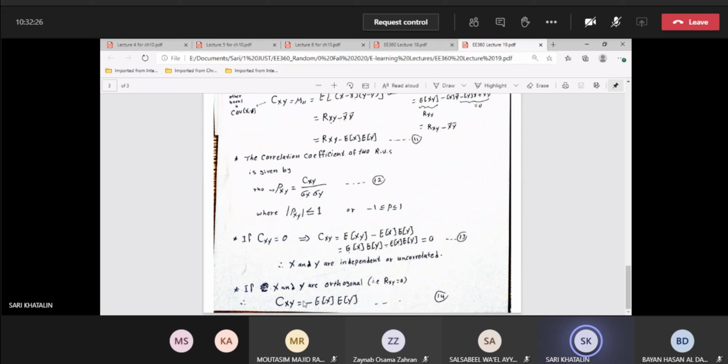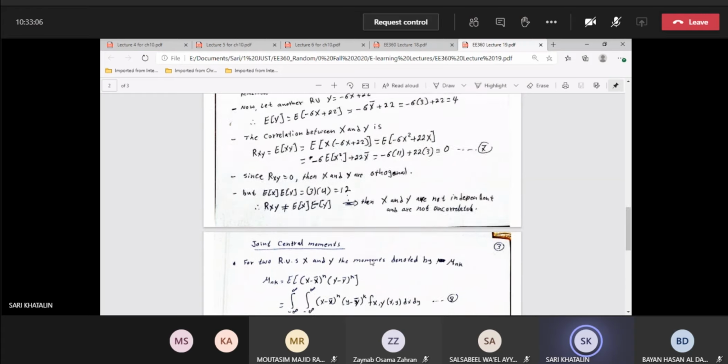Now, if the covariance is not 0, which is something like this, given by equation 4 minus the expected value of x times the expected value of y, and if the correlation is 0, as given in this expression right here, it means x and y are orthogonal.